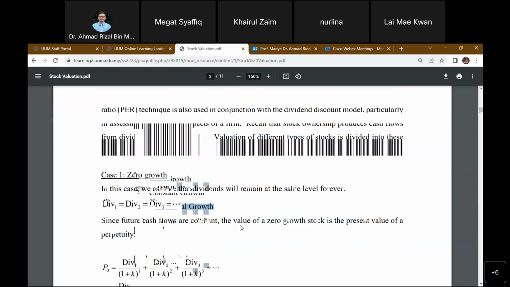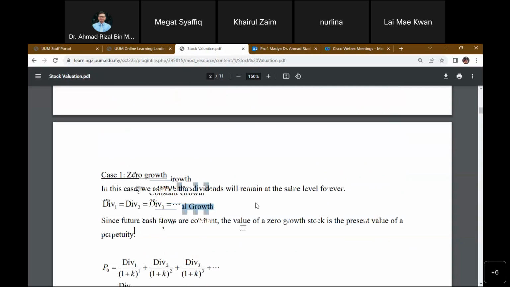Let's start with the zero growth first. Zero growth is the simplest, the most basic. Over here, companies pay dividends, but the dividend level remains the same level forever. There is no growth. Notice that it is not the dividend that is zero. We have a value for dividends. It's just the growth that is zero.